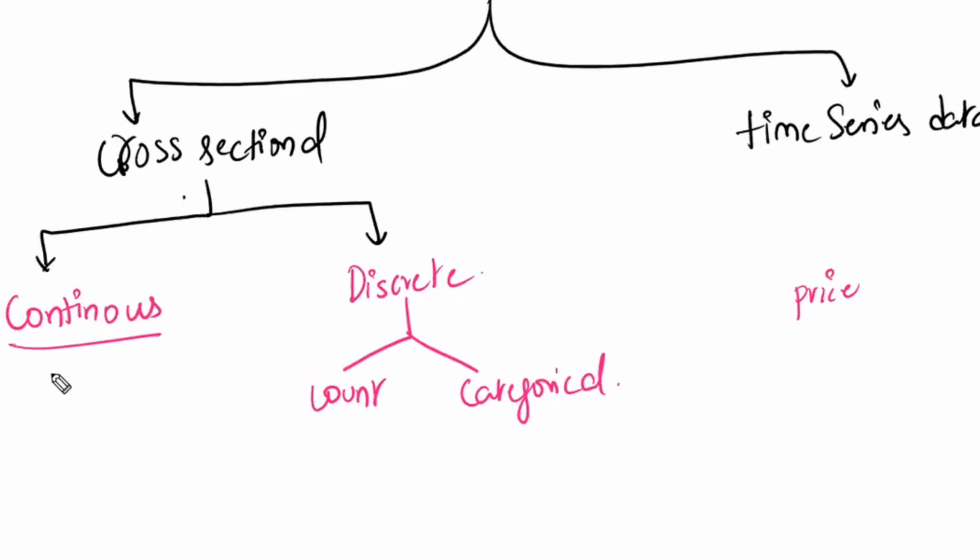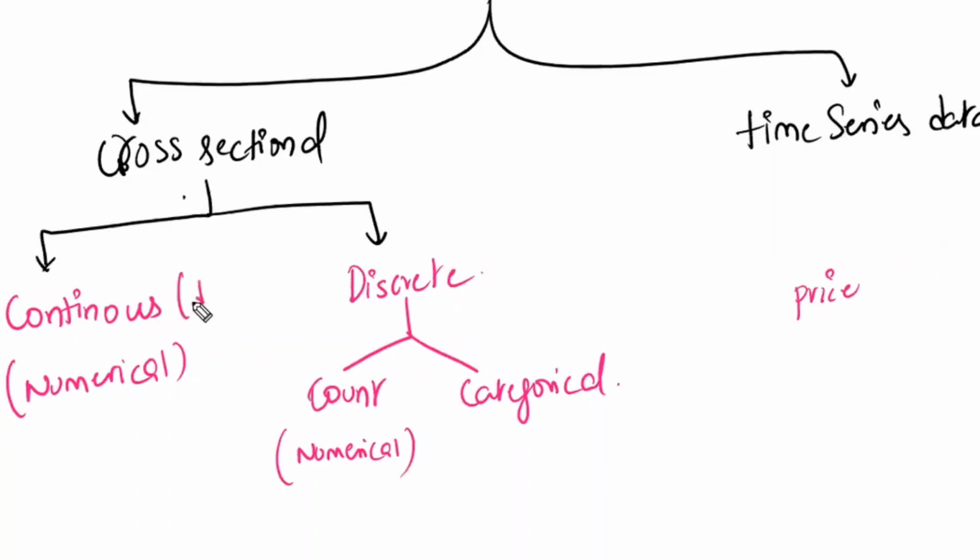Now here, continuous is nothing but numerical data, and discrete count is also numerical data. Both of them are numerical. But continuous data will have decimal values allowed.